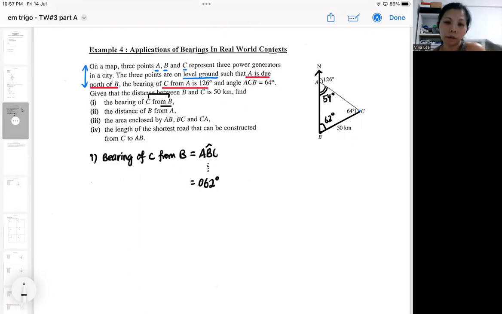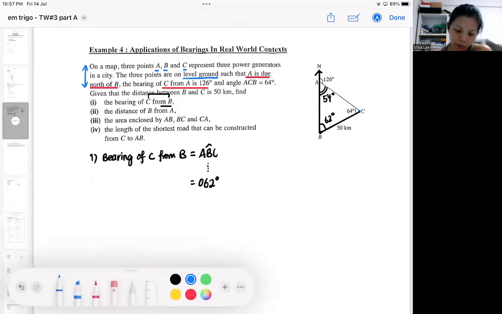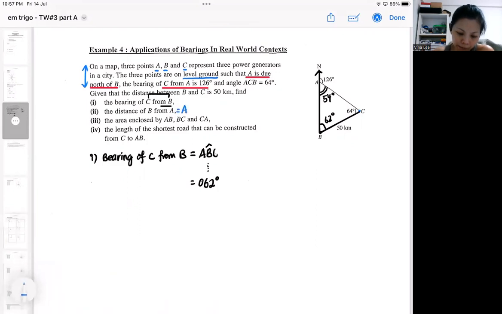Okay, so you can give it a try to see whether you get 62 degrees. Then the next one, I'm supposed to find the distance of B from A. So put it simply, your job is to find AB. So AB is here. So how do you find a length?